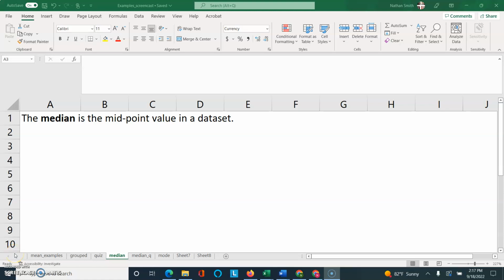Hi everyone, this is Professor Smith, and we're going to continue on with our study of measures of central tendency by looking at the median and the mode. These are two of the other most common numbers that we use to summarize a data set.